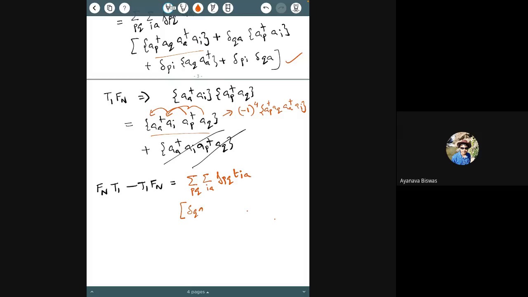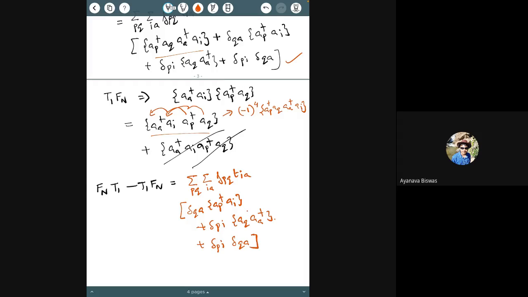Delta QA, APAI, plus delta PI, AQ, AA dagger, plus delta Pi delta QA.